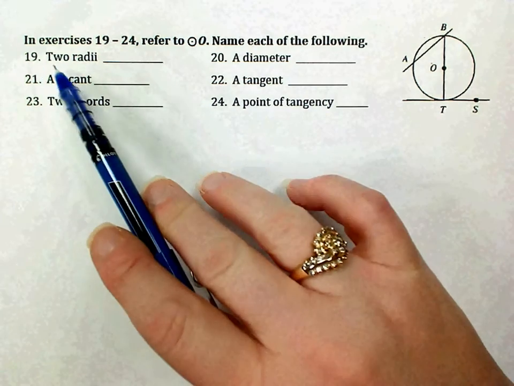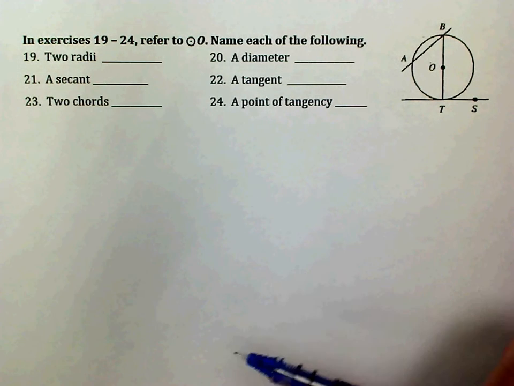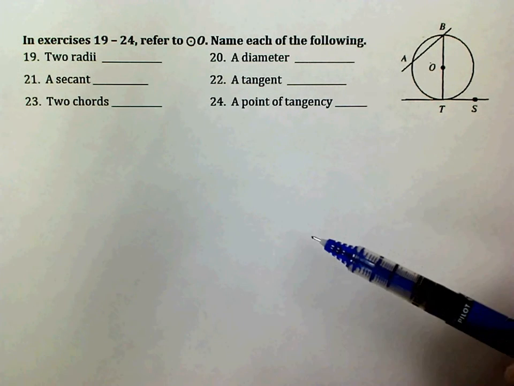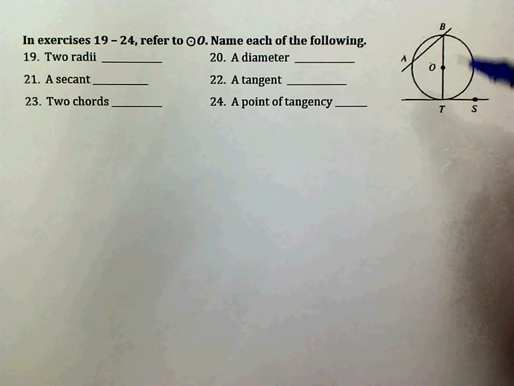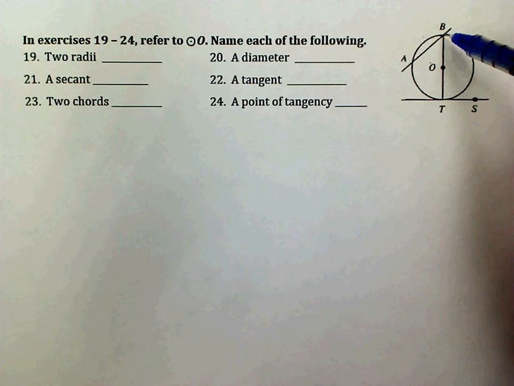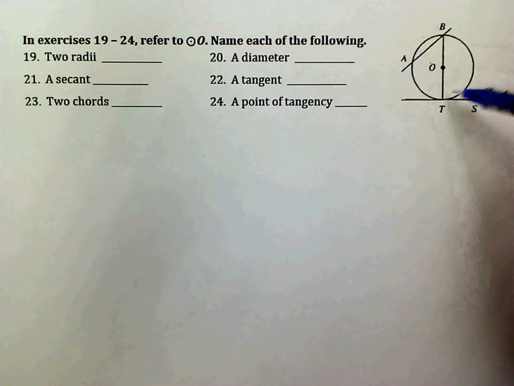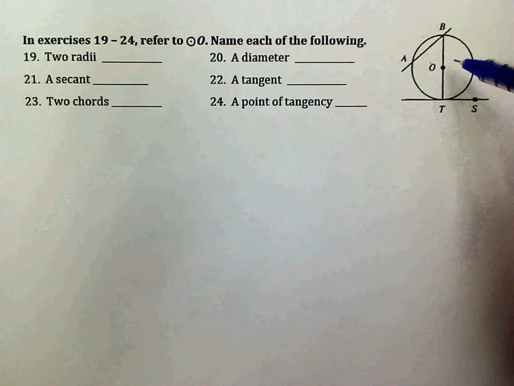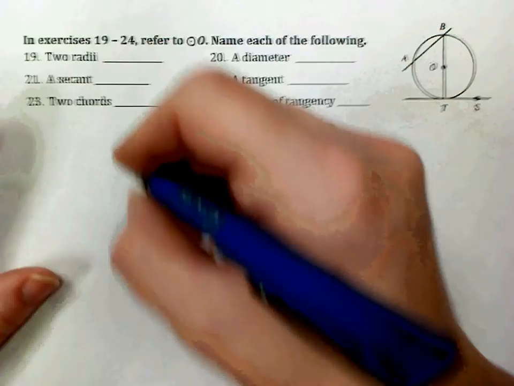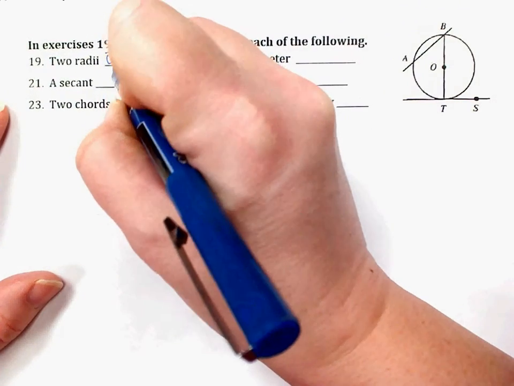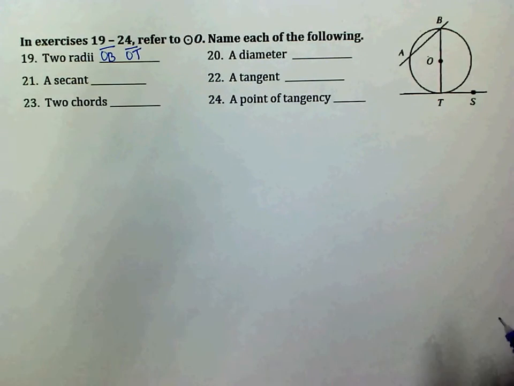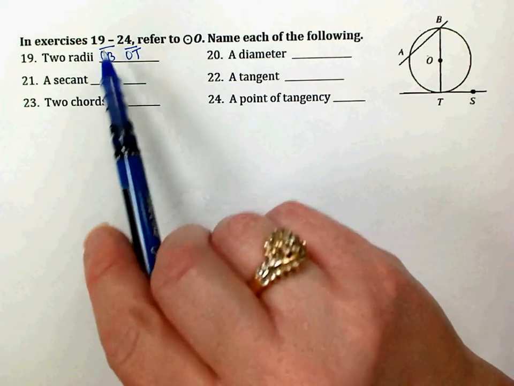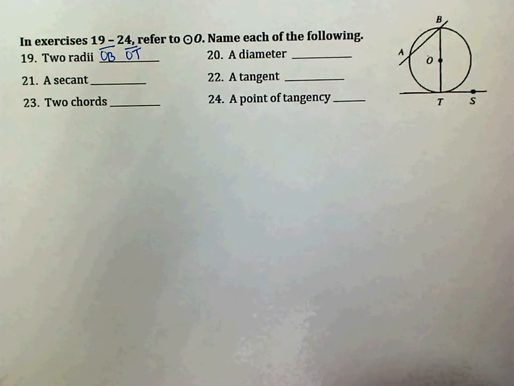So on number 19, make sure you paid attention that you were asked to identify two radii. Remember, a radius is a segment that has one endpoint as the center and one endpoint on the circle. So we have two radii, which is the plural of radius, in this circle that are given. We have segment OB and segment OT. They both have to start at the center and end on the circle. So those are the two radii that we have. Now the order of the letters doesn't matter. If you call that segment BO and segment TO, that's exactly the same thing.